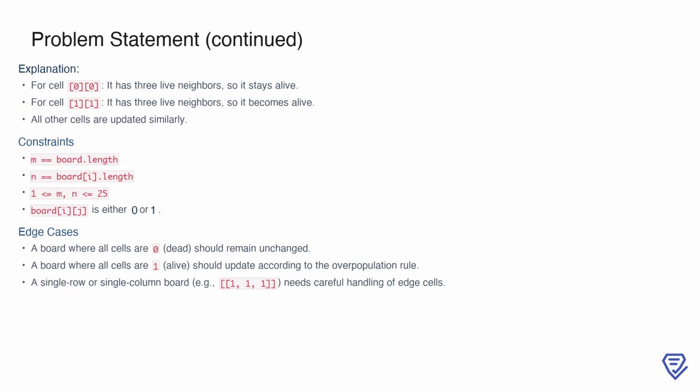Now, let's address some important constraints and edge cases. The dimensions of the board, M and N, can range from 1 to 25. Each cell state is either 0 or 1, with no other values allowed. For edge cases, consider a board where all cells are dead. It will remain unchanged, as there are no live neighbors to trigger reproduction. On the other hand, if all cells are alive, the board will change significantly due to the overpopulation rule. Special attention is also needed for single-row or single-column boards, where edge cells have fewer neighbors. These considerations ensure our implementation behaves correctly in all scenarios.